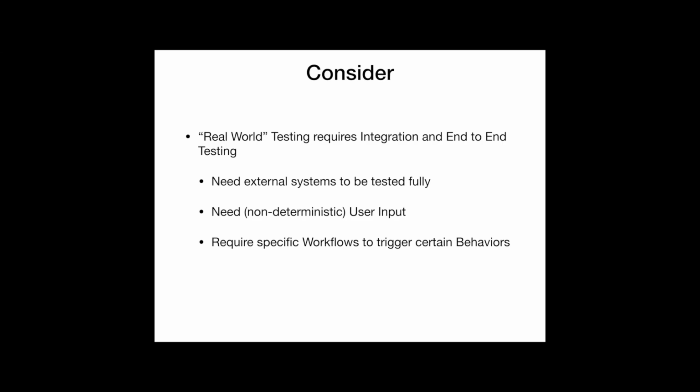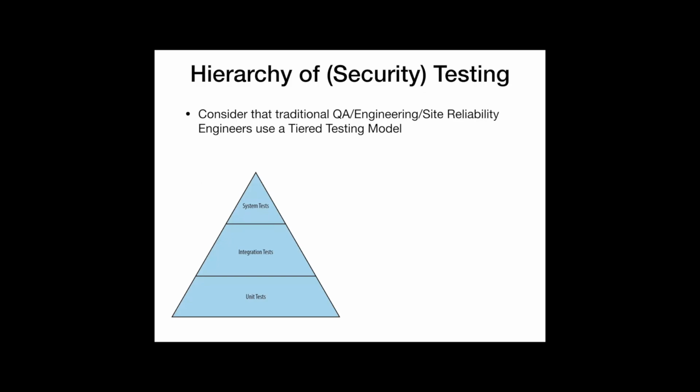So that moment that you realized that there was a bug was the moment that unit tests, and if we look back at this pyramid, integration tests and system tests all failed to find that flaw. So if we consider that, the hierarchy of security testing can actually be drawn in parallel to the hierarchy of functional testing in a way.